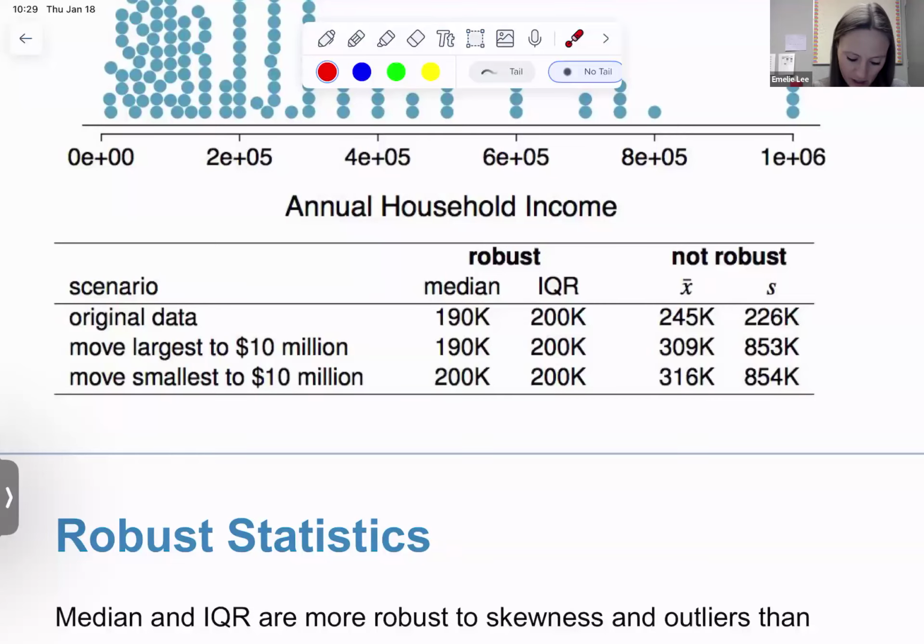So now, if I'm going to move the largest to 10 million, what happens? Well, my median and the interquartile range stay the same. It's similar, but there's a subtle change if I move the smallest to 10 million. Now I'm shifting my data over just a little bit, and that explains the smallest shift in the median. Whereas here, the mean is changing from 245 to 309 to 316. And the standard deviation just absolutely blows up when we alter the data. Okay.